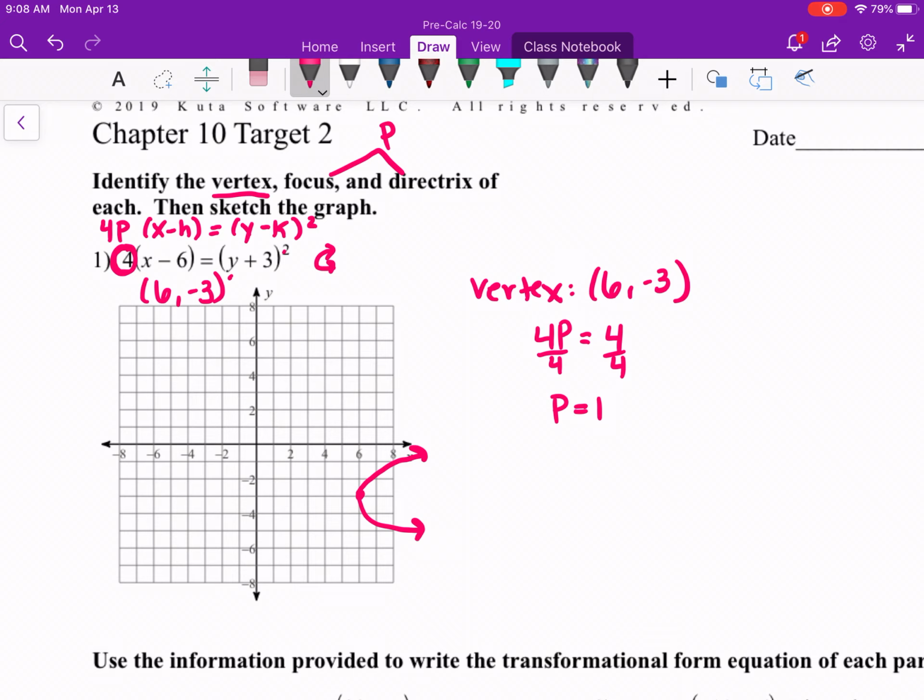P is really important for finding the focus and the directrix because P is the distance from the vertex to the focus and from the vertex to the directrix.